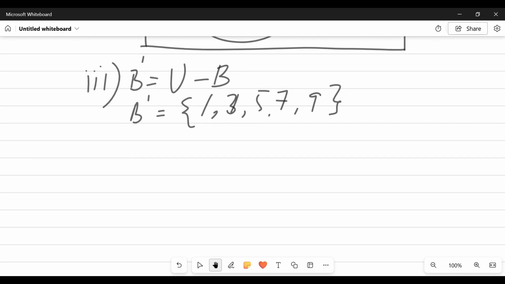Now the fourth part is to describe the set B complement in words. The B complement consists of the odd numbers. So you can just write here in words that these are the integers between 1 and 10, which are only the odd numbers. So we have done question number 1 and question number 2.